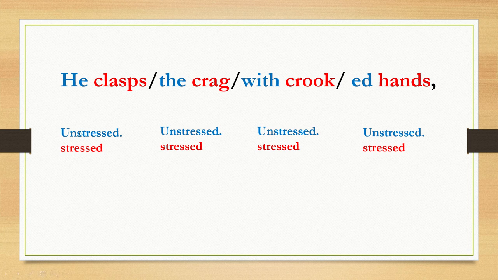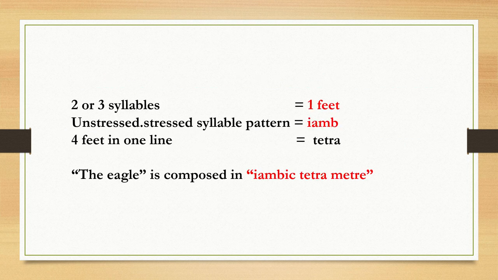Okay, stressed syllables are in red color. There is a symbol for that. I will explain it later. Here, for you to understand, I have colored the words' syllables. Let's go to the formula. Two or three syllables equal to 1 feet. Unstressed stress syllable pattern is called iamb. 4 feet in one line is tetra. In the previous poem, we learned 5 feet in one line is called penta. If there are 4 feet in one line, it is called tetra. Now we can conclude like this: the eagle is composed in iambic tetrameter.